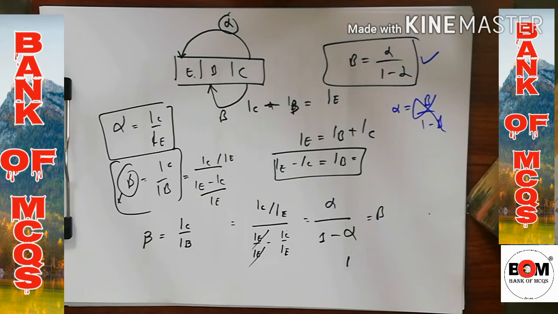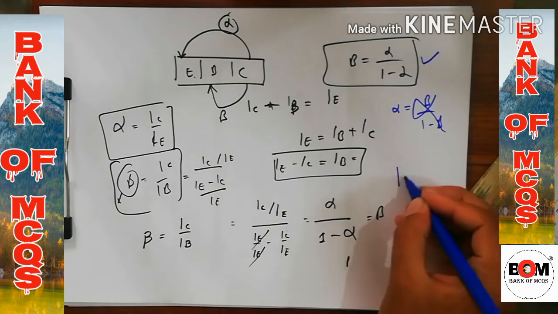A transistor acts as an amplifier, it amplifies the source or increases the amplitude. Or a transistor acts as a switch. How does it act as a switch? This is a transistor. Switch means on and off.